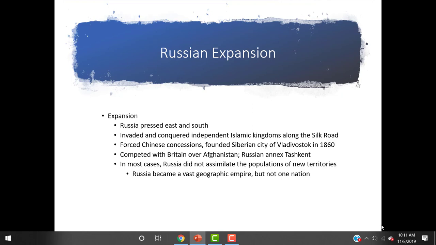What's it called after Lenin? The Union of Socialist Republics. In other words, you've got a whole bunch of little countries speaking different languages, but usually with the same political background.